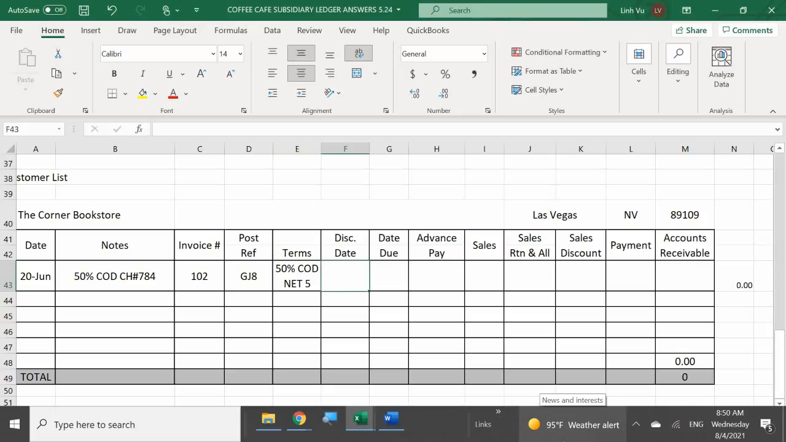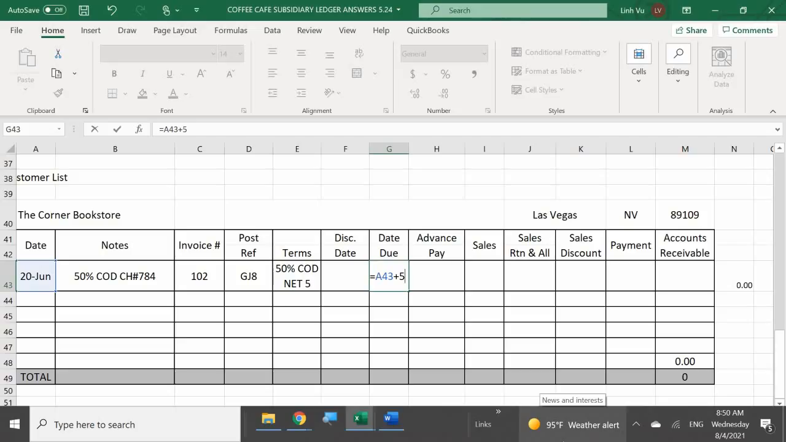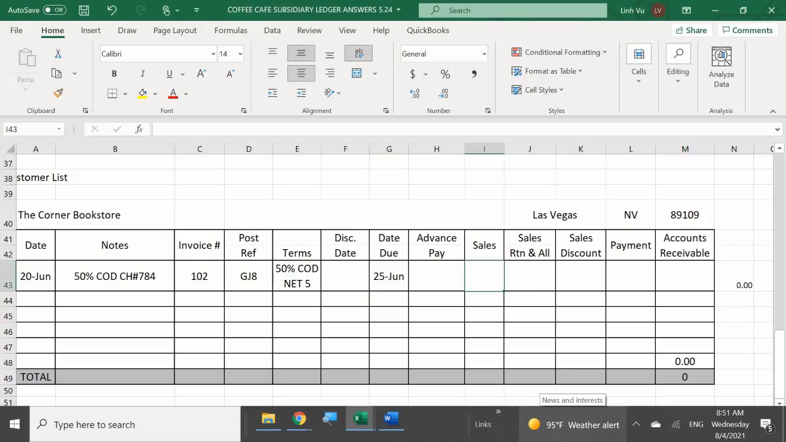Is there a discount due date? No discount due date. But what is the actual due date? The 25th. Is that right? That is correct. No advance pay, no sales. What was the total sales here?